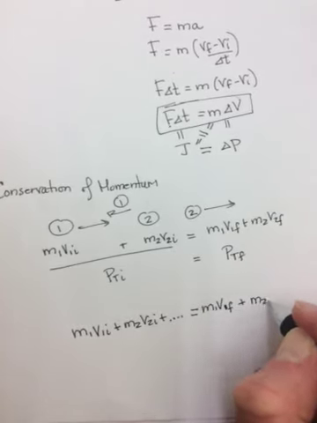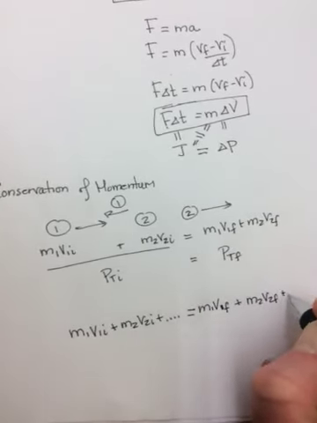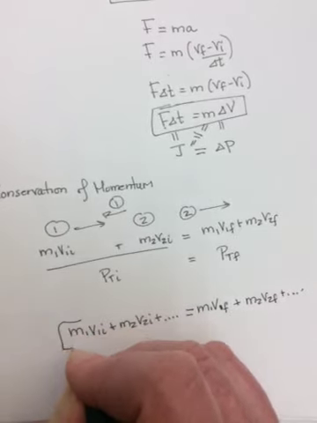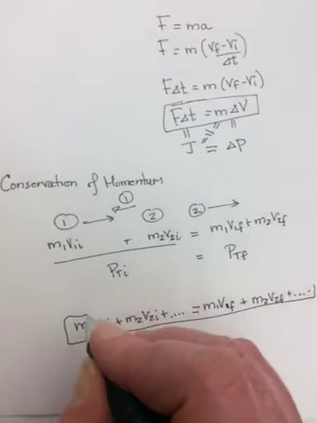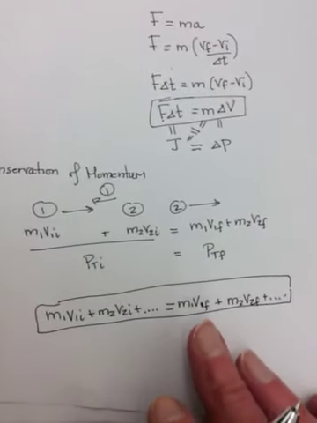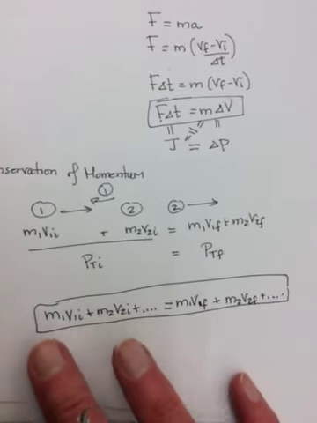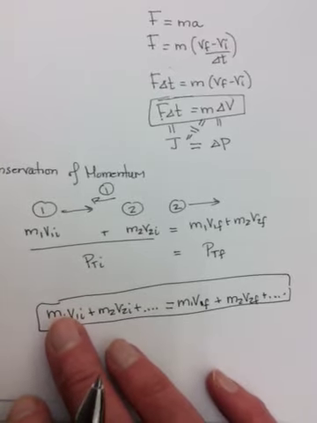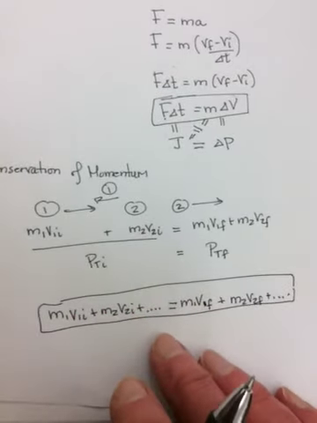Plus m2v2 final plus dot dot dot. What it says is the total before must equal the total after. And it's a law, so that must is strong. But it doesn't mean that they can't exchange it. So the first one could lose, but the second one has to gain.